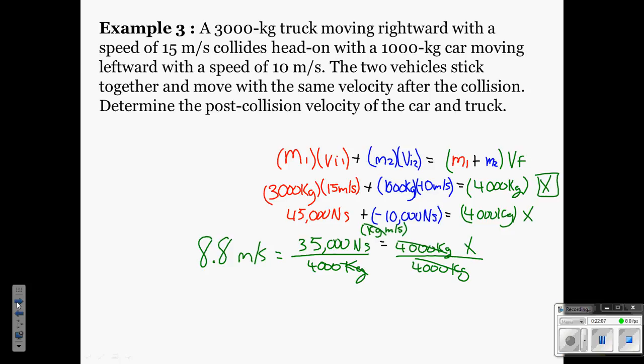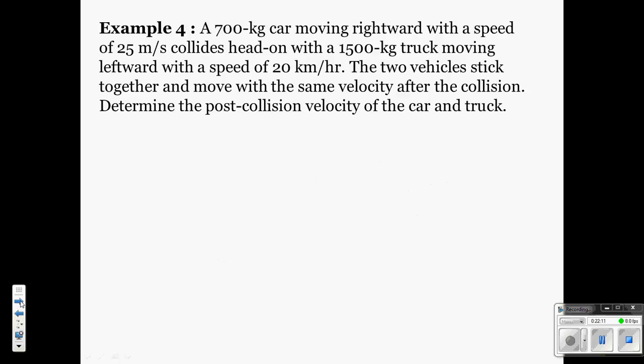All right, so that's how we do these. So here's example number 4. Go ahead and pause the video, work that out, and then when you've got it worked out, play the video so you can see how it all worked out and see what the answer is.